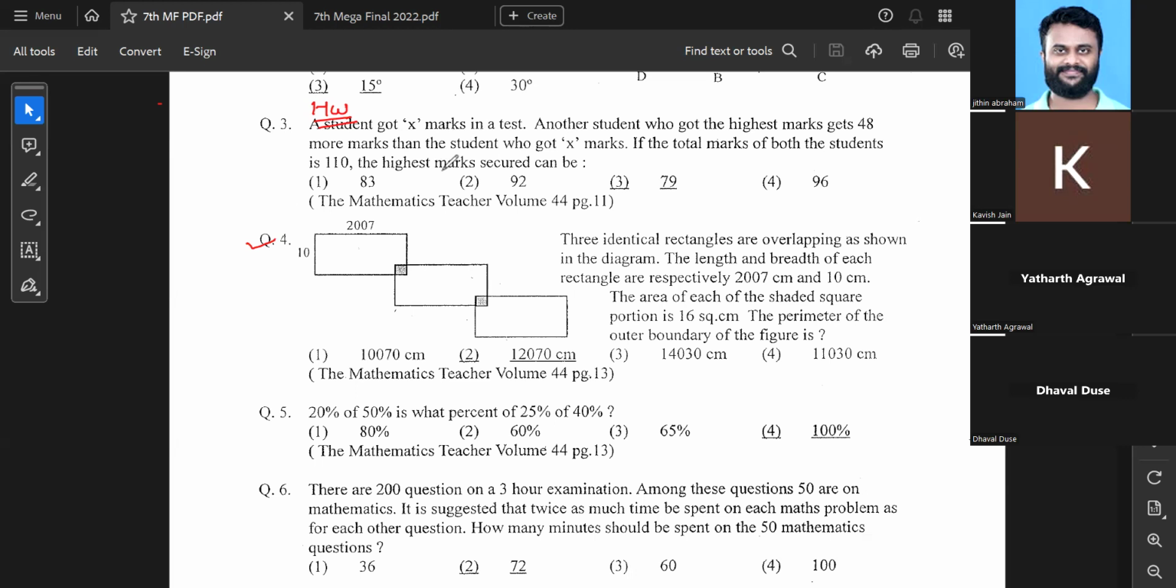So after you solve, you can basically cross-verify whether your answer is matching or not. Okay.